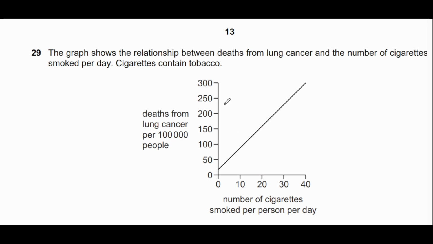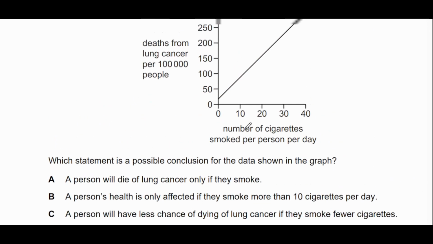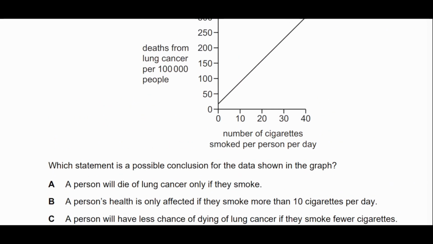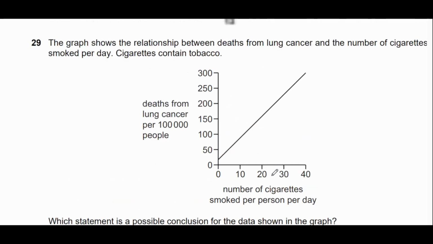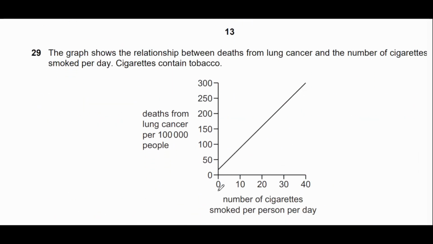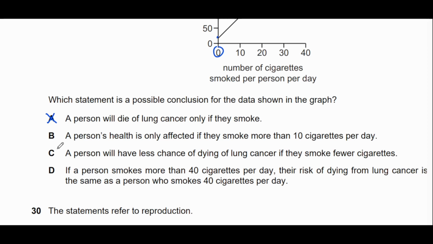The graph shows the relationship between deaths from lung cancer and the number of cigarettes smoked per day. Cigarettes contain tobacco. Okay, which statement is a possible conclusion? Okay, A, a person will die of lung cancer only if they smoke. That is incorrect, because as you see, if a person smokes 0 cigarettes they still suffer from lung cancer, right? So A is wrong.